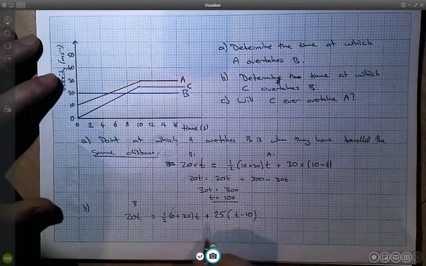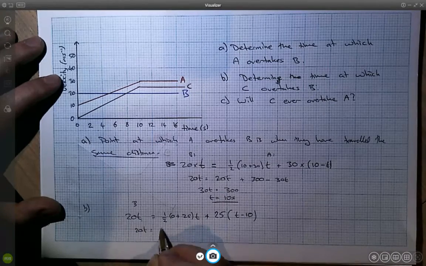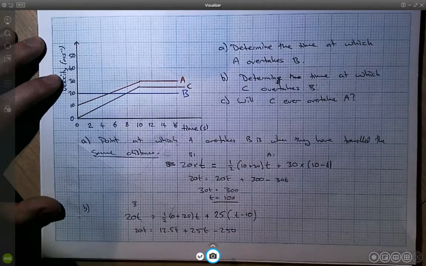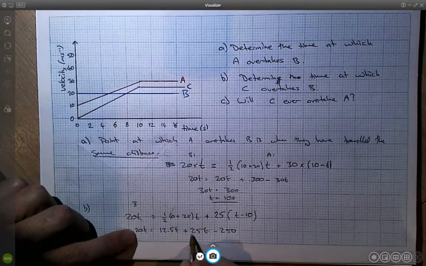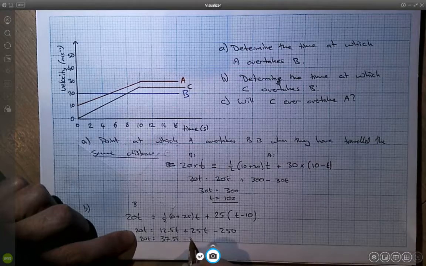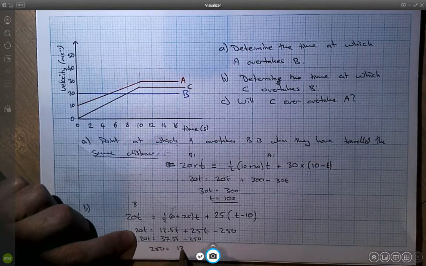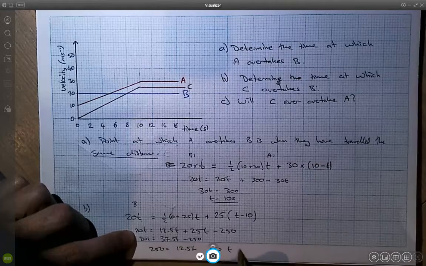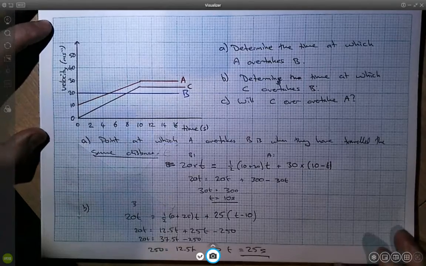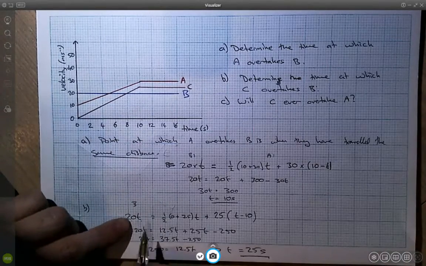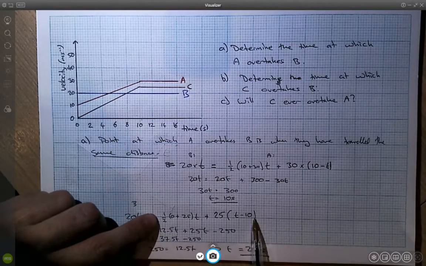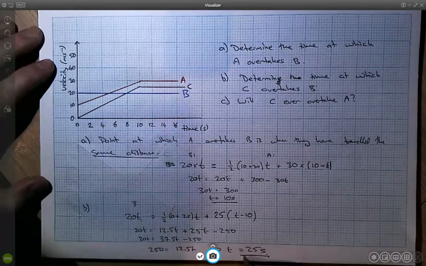So now we can solve this equation. 20t is going to be 12.5t plus 25t minus 250. So now we've got 37.5t, so it's going to be 250 is 12.5t, which means that t is 25 seconds. And if you want, you can do a quick check. You can say 20 times 25 is 500. You can plug 25 seconds in here, and you'll find that this also equals 500. So this is the answer here.